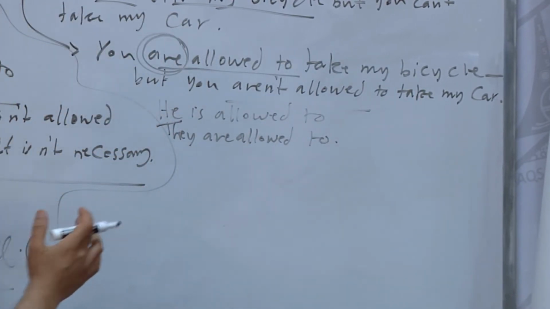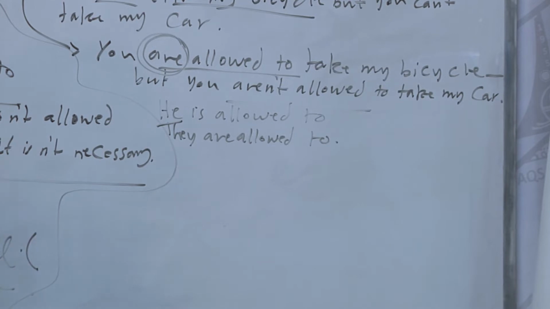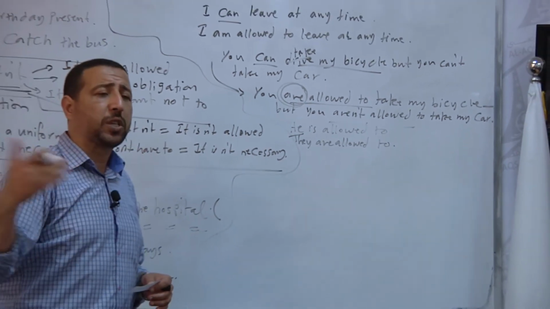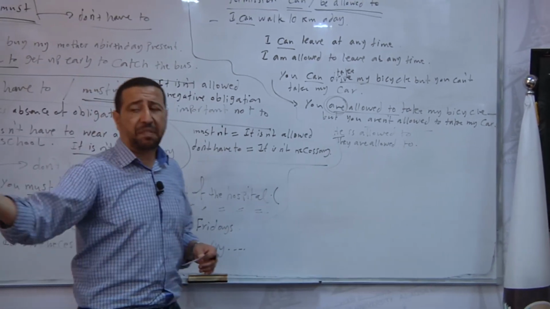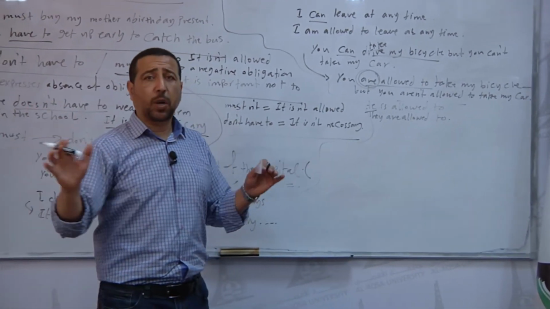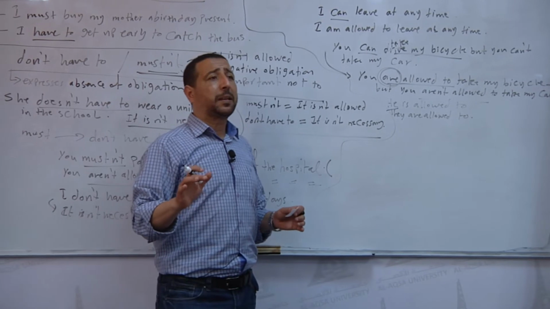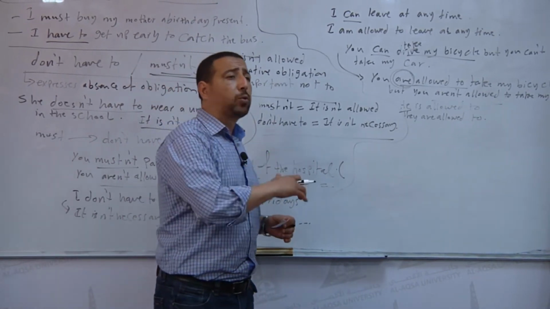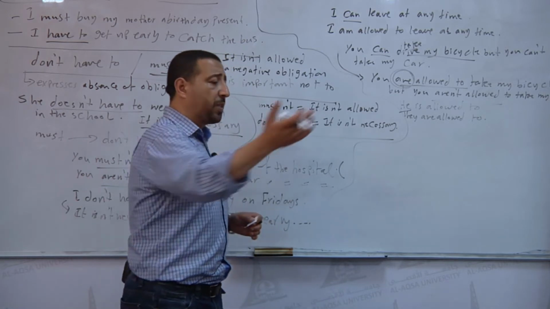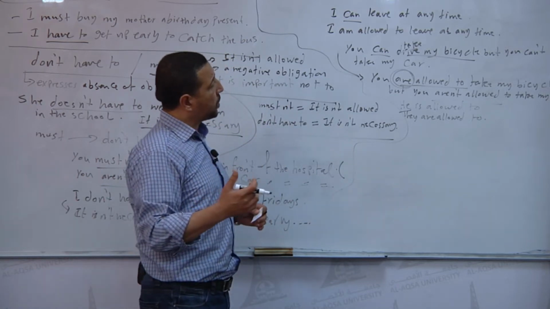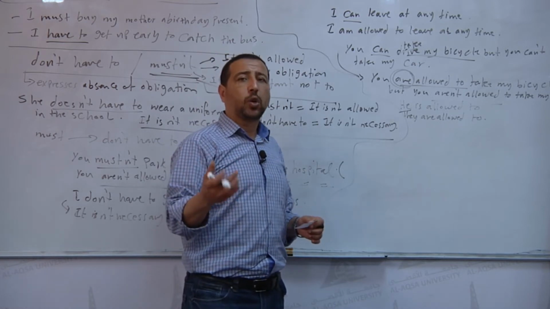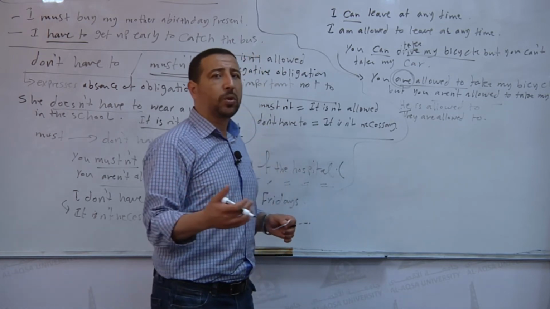Okay? So we can use can to talk about permission or to give permission. You can leave if you would like. So I give you the permission to leave. Okay? You may leave. So this is also a way of expressing permission. You are allowed to go. They are allowed to go. He is allowed to go. So this is very important to be taken into consideration. Could can be used to give permission.